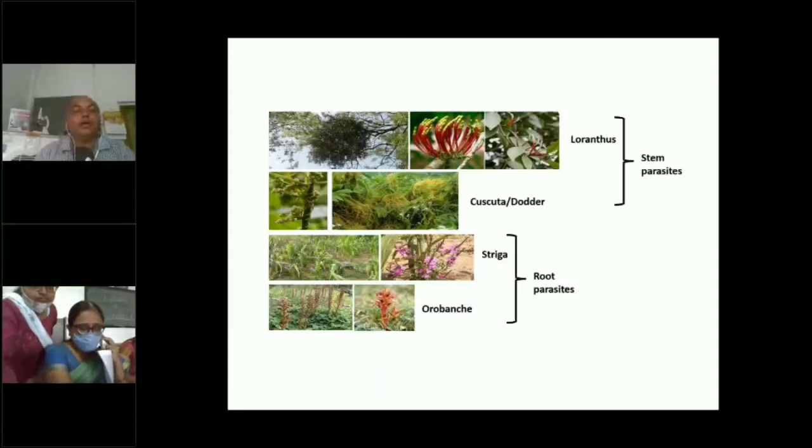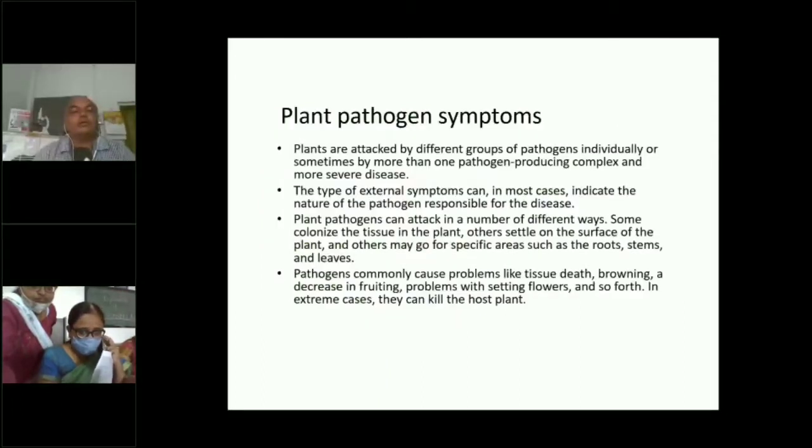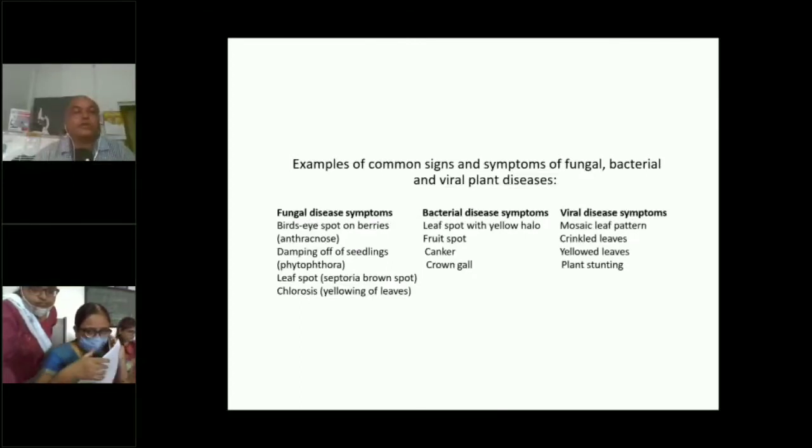Then we have different types of symptoms. Symptomatology is a very distinct subject: on the basis of symptoms and signs, we can identify whether the infection is caused by a fungus, bacterium, virus or something else. There are typical symptoms of fungi, like bird's eye spots and berries, which we call anthracnose, caused by the fungus Colletotrichum. Then damping off of seedlings, for which generally Pythium and Phytophthora are responsible. Then leaf spot, Septoria brown leaf spot, then chlorosis, sometimes caused by fungi.